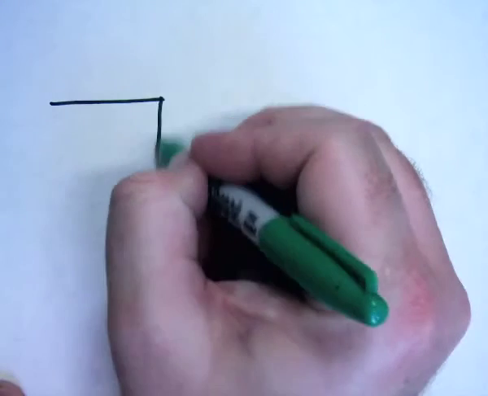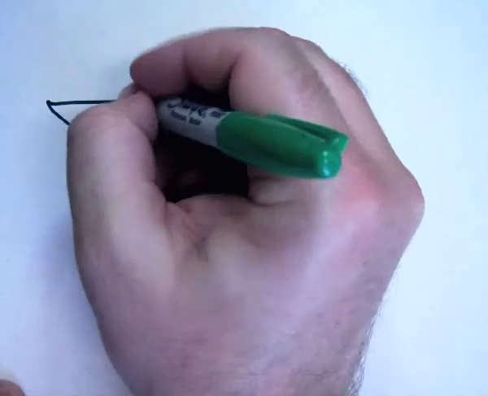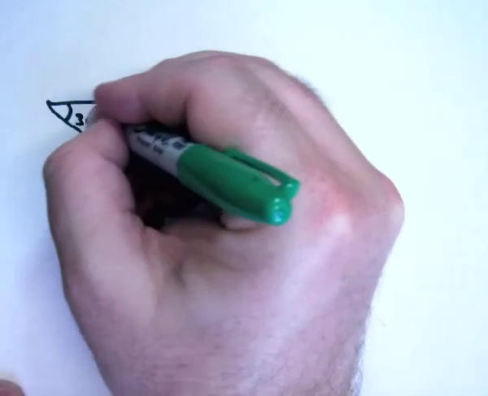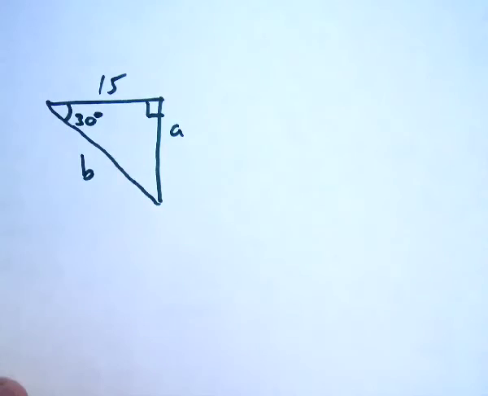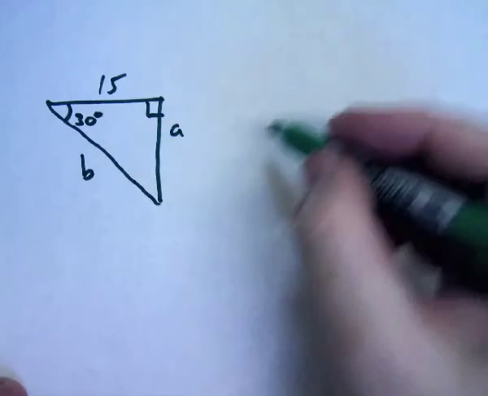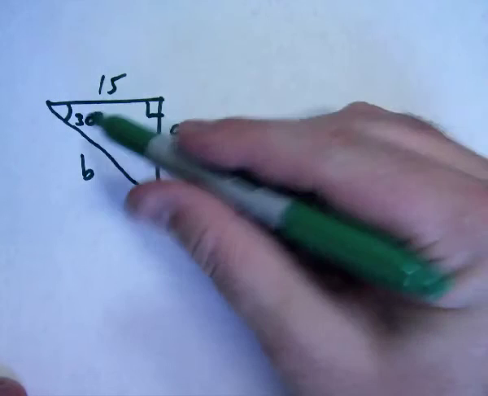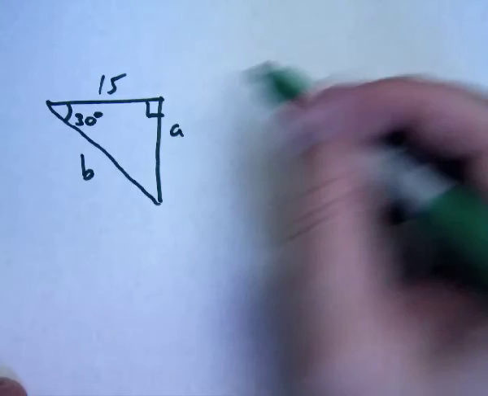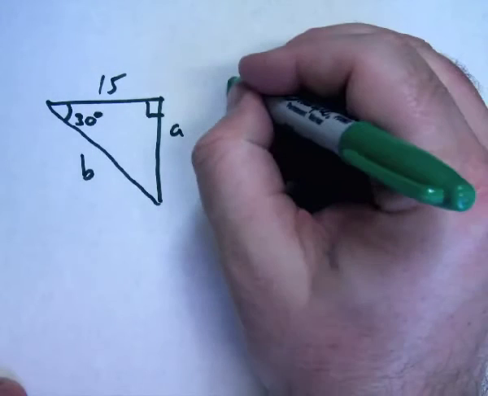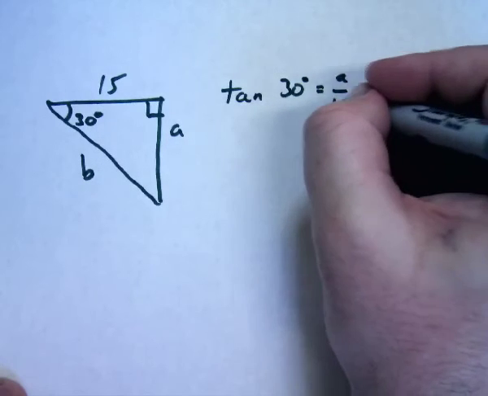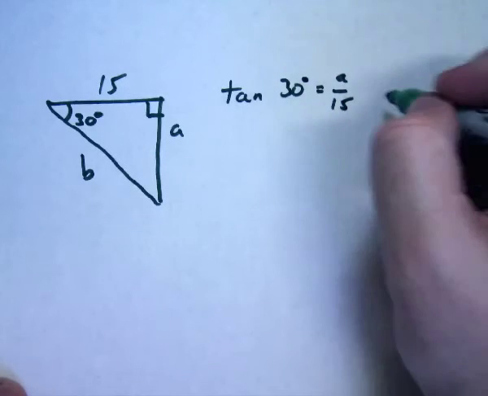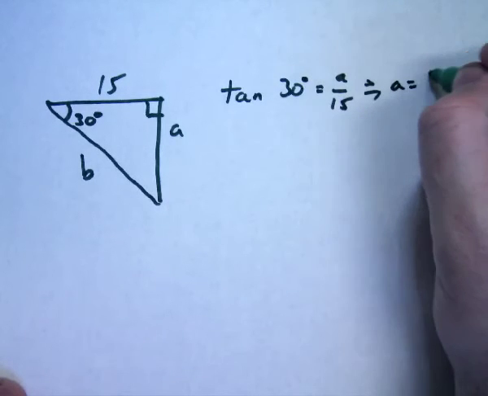where we have to find A and B. So we can do this a couple different ways. Okay, this is 30 degrees, 15, A and B. Okay, so we can totally solve this with ratios. So for example, if I use tangent, I know that the tangent of 30 degrees equals A over 15, and then I can solve that. A equals 15 tangent 30.